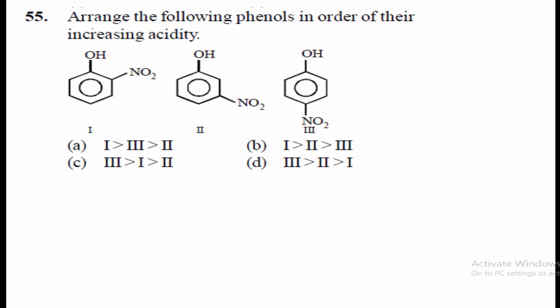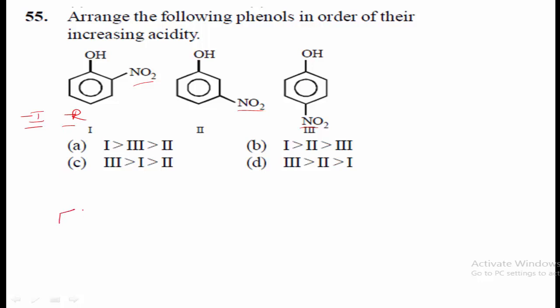55th, arrange the following phenols in order of their increasing acidity. As you know, all these consist of NO2 electron withdrawing groups. So all are acidic, but you have to choose which one is less acidic and which one is more acidic, since they are present in ortho, meta and para positions. So when you observe the first one, here it is stabilized by both minus I, that is negative inductive effect and negative resonance effect of the NO2 group. So it is stable, minus I and minus R, these will get stabilized.